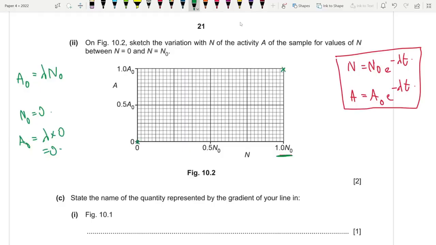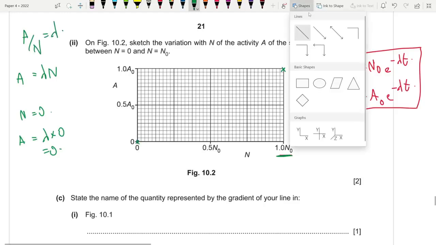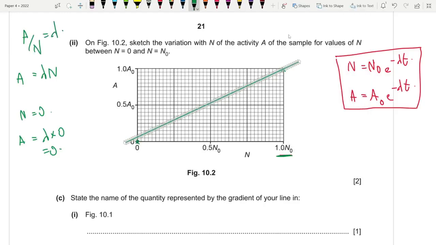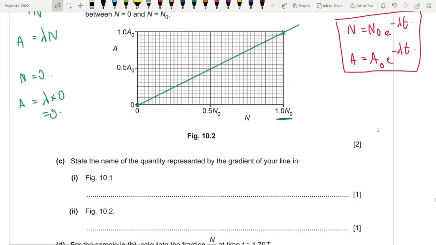So since we got these 2 points, if you move A and N to one side, this shouldn't be referred to as naught, it's just A and N. So A by N is actually equal to lambda. So it's going to be a straight line which passes through the origin. Basically, it's a straight line passing through the origin. Okay, makes sense.